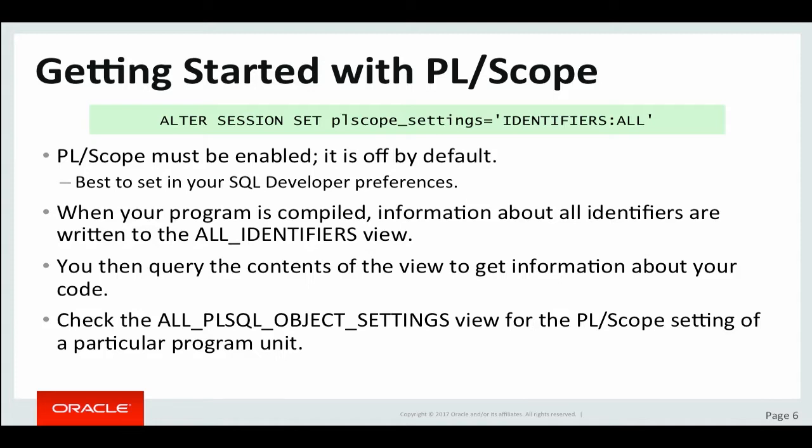Like make sure that I have no program units with an optimization level set to less than 2. You could say, do I have any program units that don't have identifiers being gathered on them? Things like that.